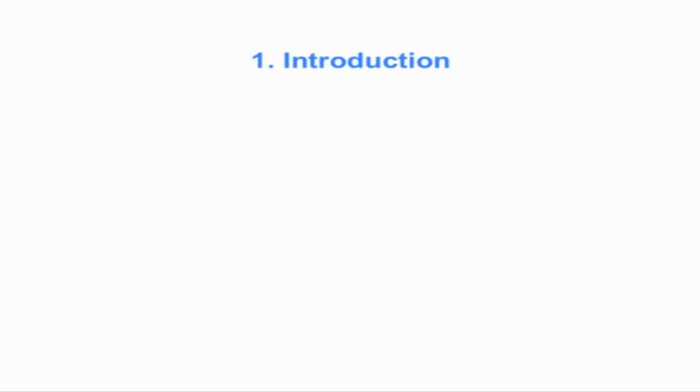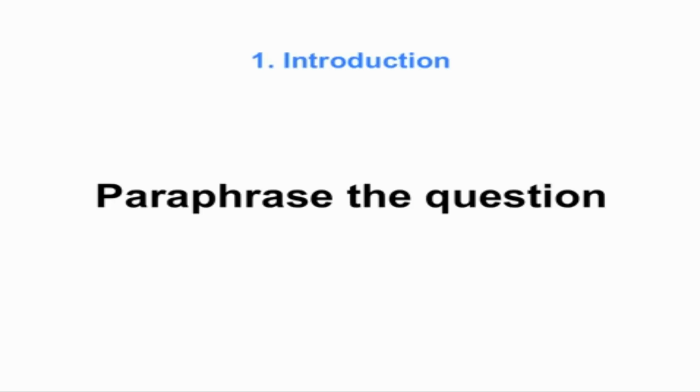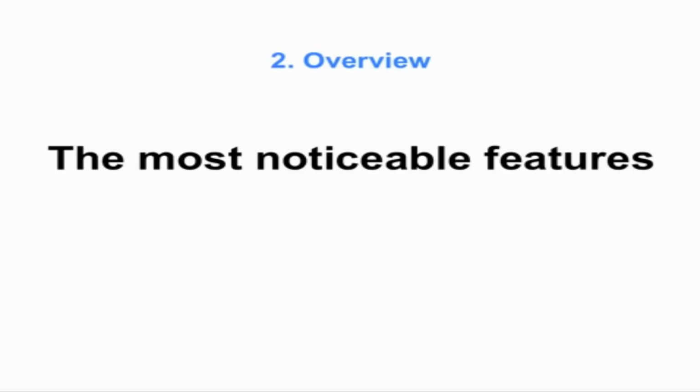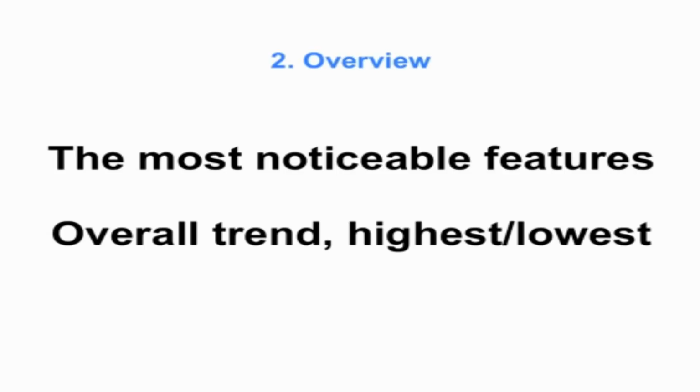For the introduction, I just paraphrase the question. This means that you rewrite the question statement by changing some of the words and maybe changing something about the sentence order. Next, for the overview, this is a summary of the most noticeable features. This could be an overall trend or change, or it could be the highest and lowest figures.